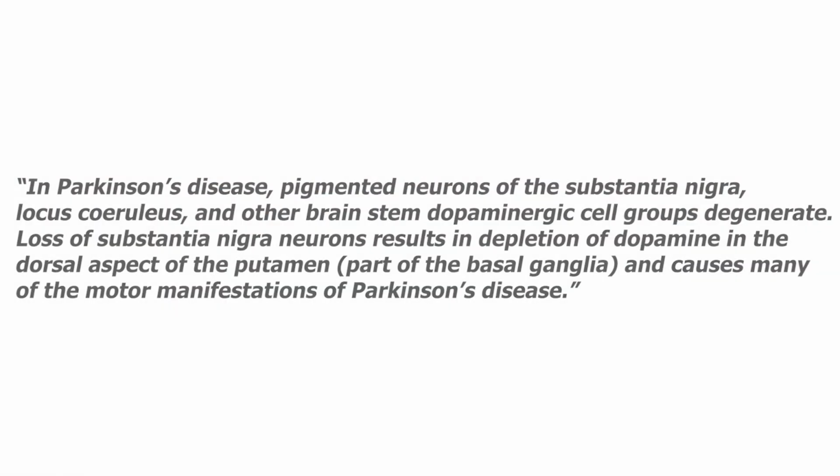Okay, so now that we know what Parkinson's is generally speaking, how does it affect the system on a neurological level? Well, again, according to the MSD manuals, in Parkinson's disease, pigmented neurons of the substantia nigra, locus coeruleus, and other brainstem dopaminergic cell groups degenerate. Loss of substantia nigra neurons results in depletion of dopamine in the dorsal aspect of the putamen, part of the basal ganglia, and causes many of the motor manifestations of Parkinson's disease.